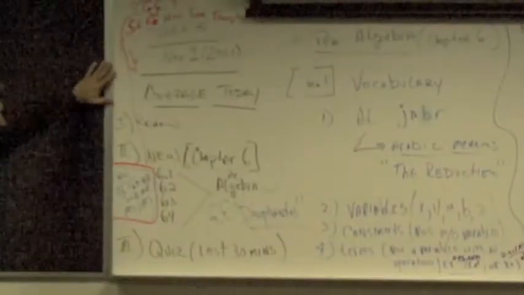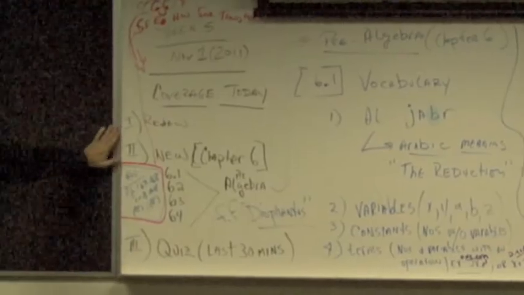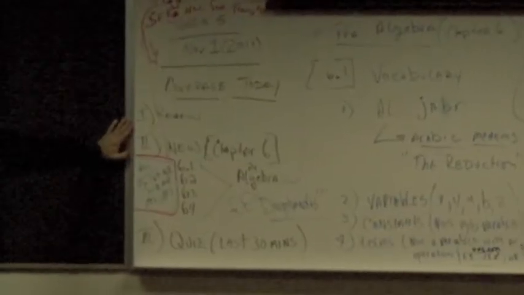Here is the schematic, or rundown, of what's going to go on today. A little review, and then we're going to get into a new chapter, chapter 6. We're going to finally get into algebra. This is your homework for tonight. These are the sections I'm going to cover today, 6.1 through 6.4.